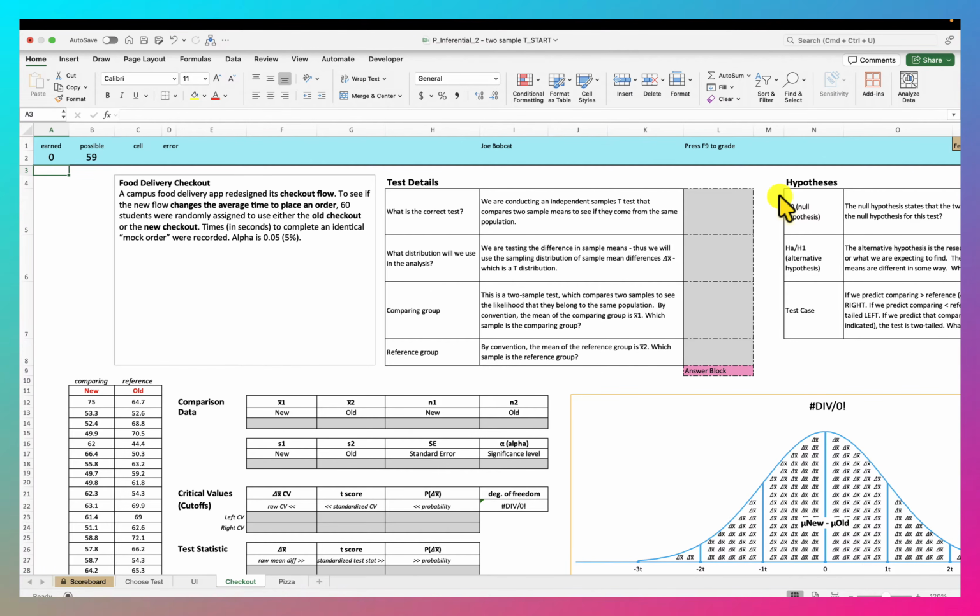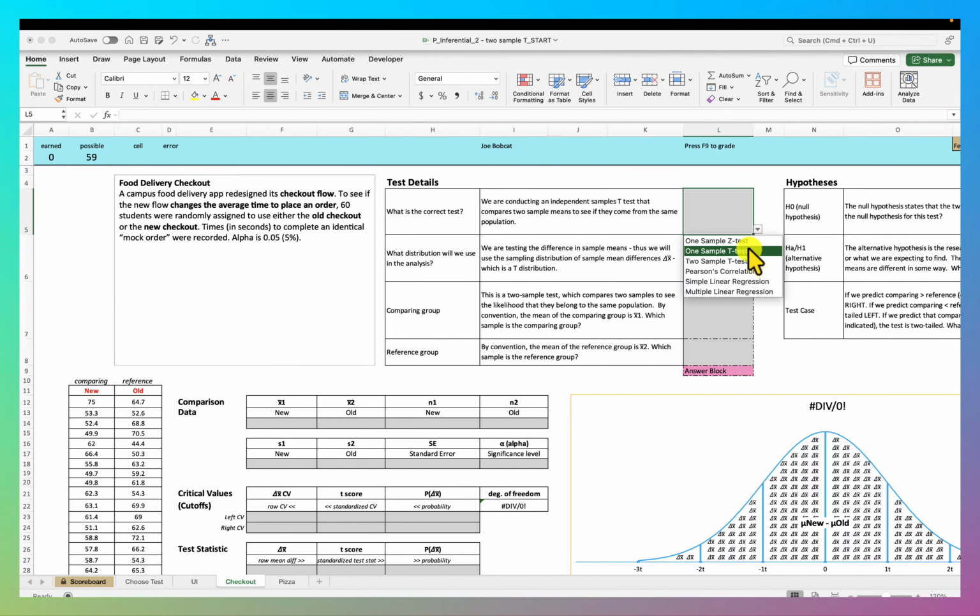So on this tab, we're going to look at food delivery checkout. The Campus Food Delivery app redesigned its checkout flow. To see if the new flow changes the average time to place an order, 60 students were randomly assigned to use either the old checkout or the new checkout. Times in seconds to complete an identical mock order were recorded. Alpha is 5%. So which is the correct test?